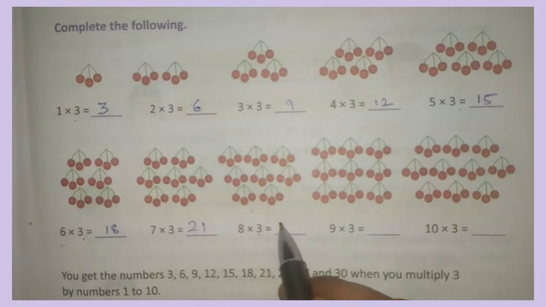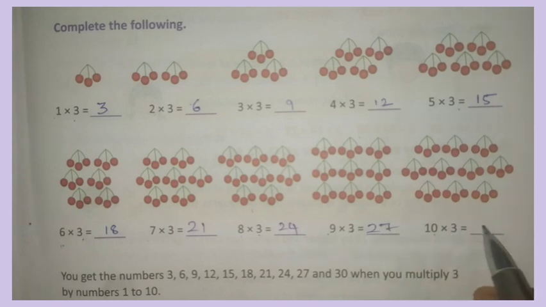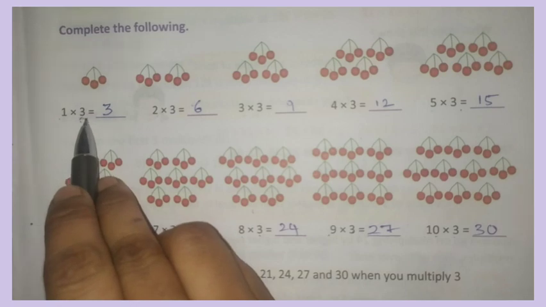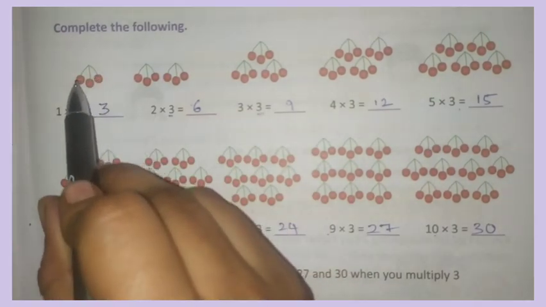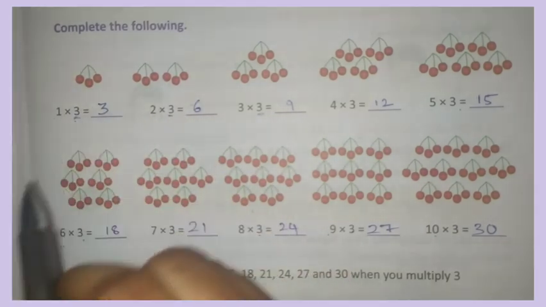8 3s are 24. 9 3s are 27. 10 3s are 30. Here we are multiplying 3 with another number. This is because this is a bunch, and each bunch has 3 cherries.